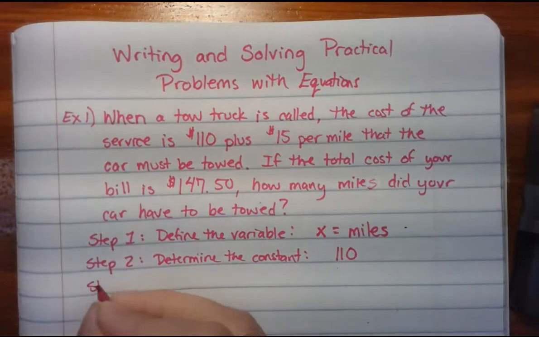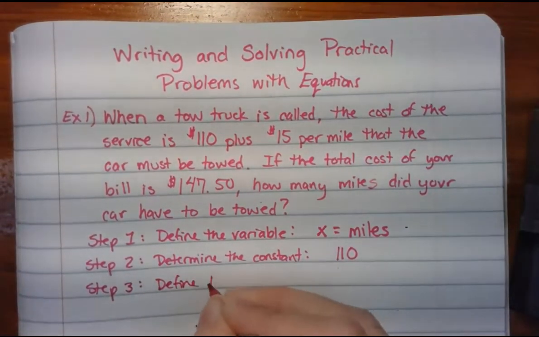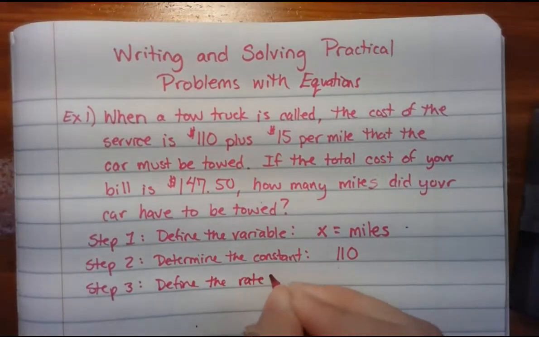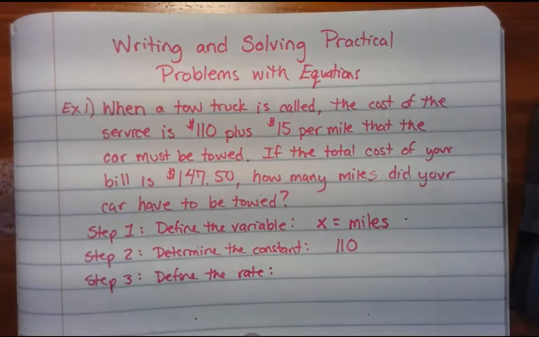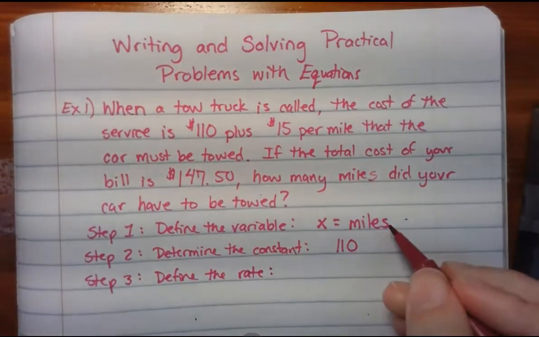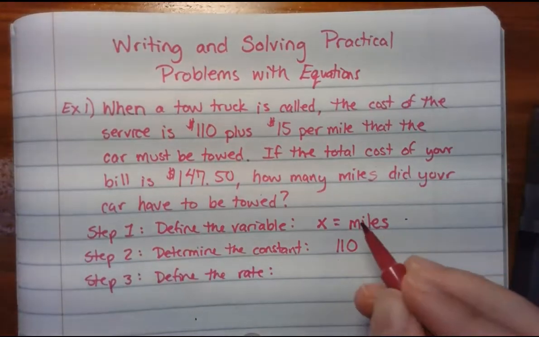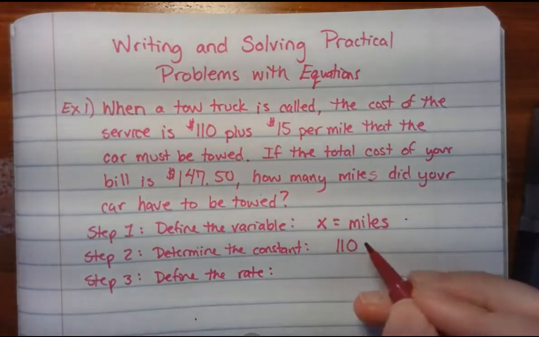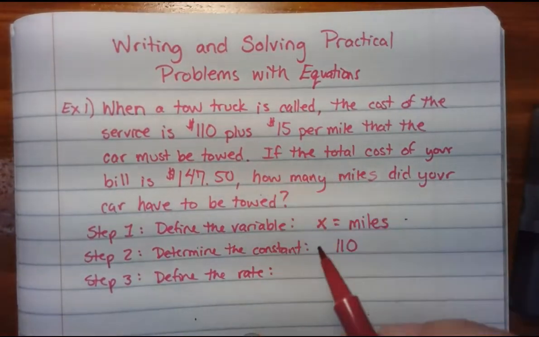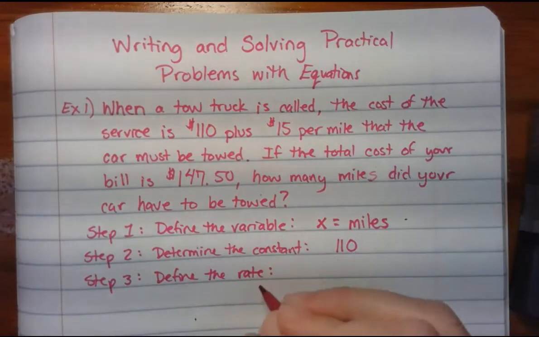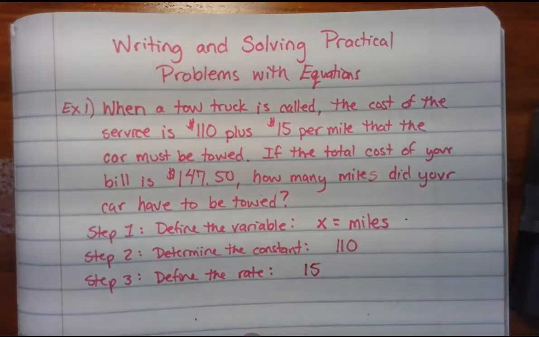All right, step 3 is to define the rate. Find out what your rate is. Well, the rate is, what is it that is going to happen every single mile that you go? What is the amount of money that you're going to be charged based on what is varying here, the variable X? Well, that's the 15, right? It's $15 per mile. So $15 every mile that you travel, that is what we would call the rate at which you are being charged. So the rate here is going to be my 15.